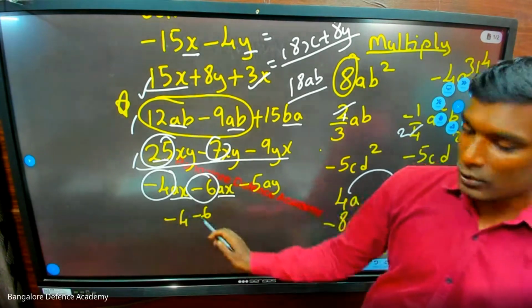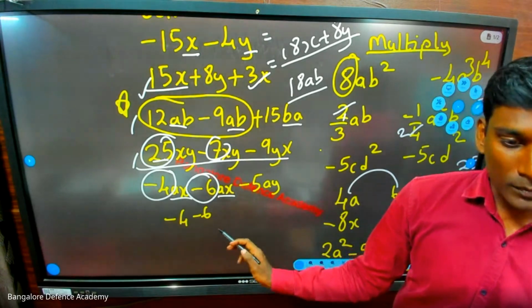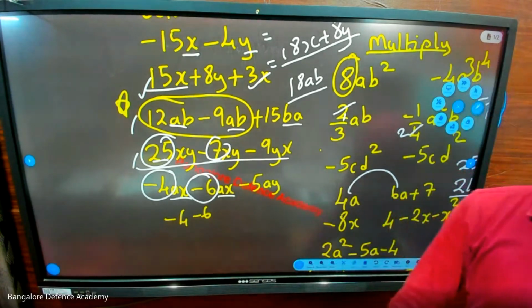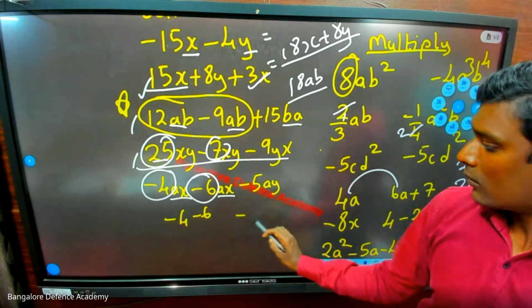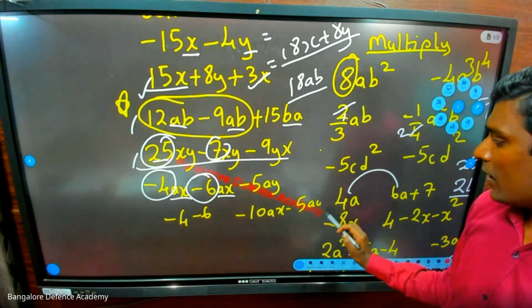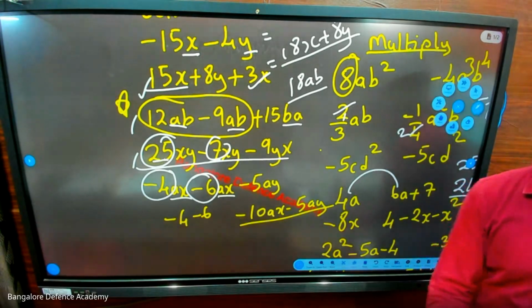What will you do? Minus into minus? Plus. And sign of which number? Greater. So what is the answer? Minus 10. Say it quickly. Minus 10 ax minus 5ay. This is the answer. If you don't understand, do it once again.